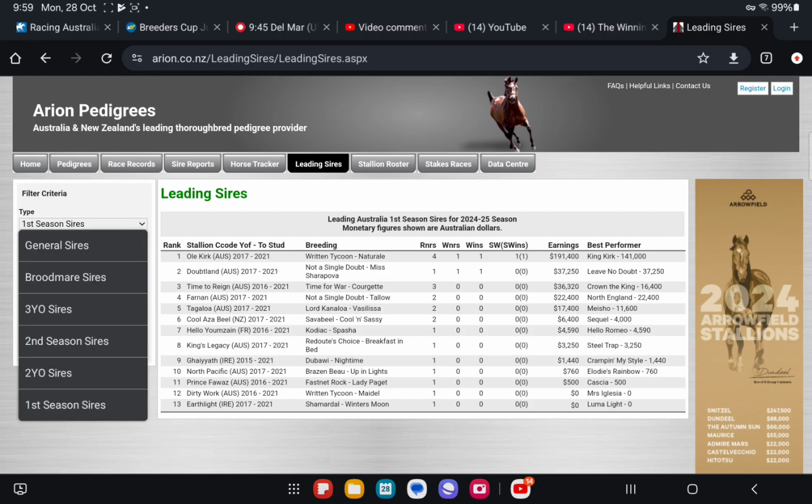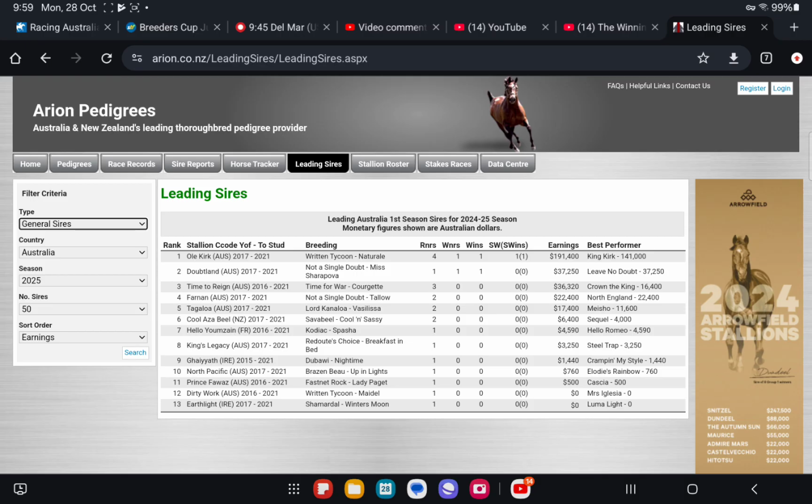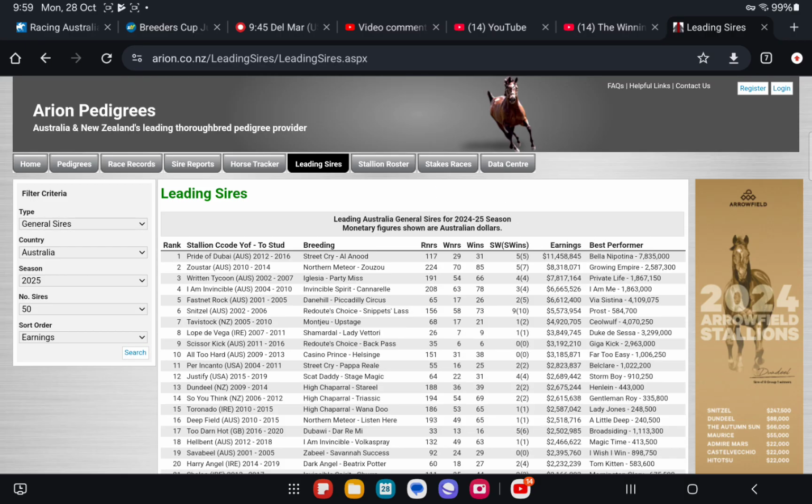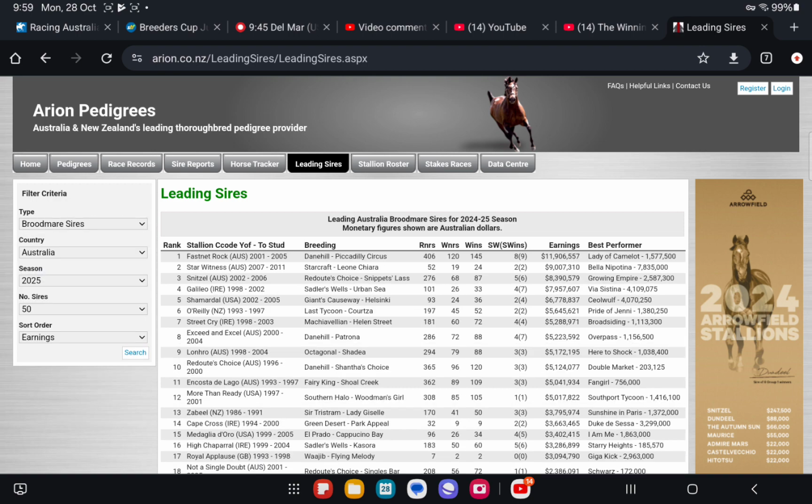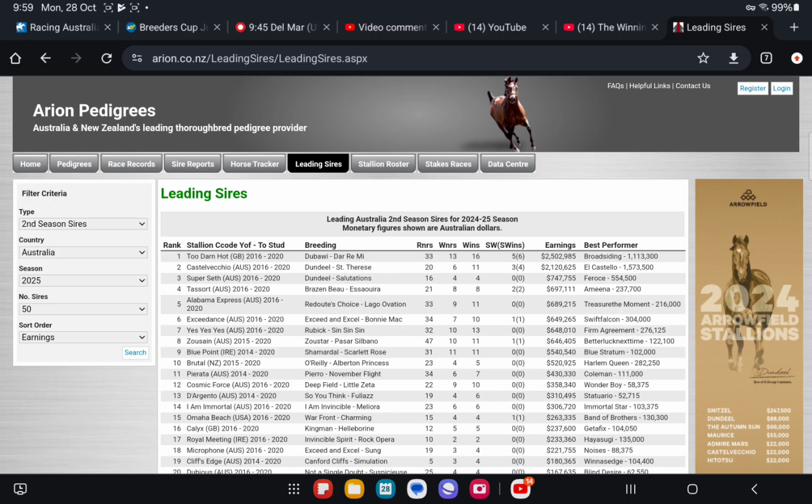But looking at where we stand this season, the general sire title is going to be an interesting race. If I Am Invincible can pick off another title, that's yet to be known, or if he's going to be dethroned. The broodmare sire title's done, it's over. And a lot of the usual suspects in the three-year-old sire title, and importantly in the second season sire title for those that follow the three-year-old racing closely, which there's plenty of this time of year. As I said, the two to make note of, Castle Vecchio and Super Seth, the two sons of Dundeel.